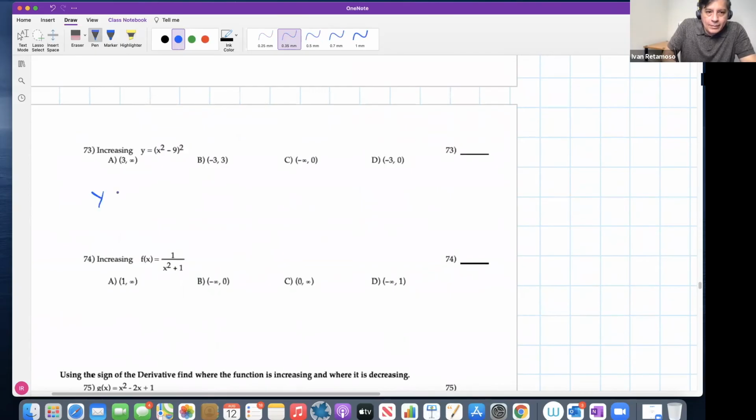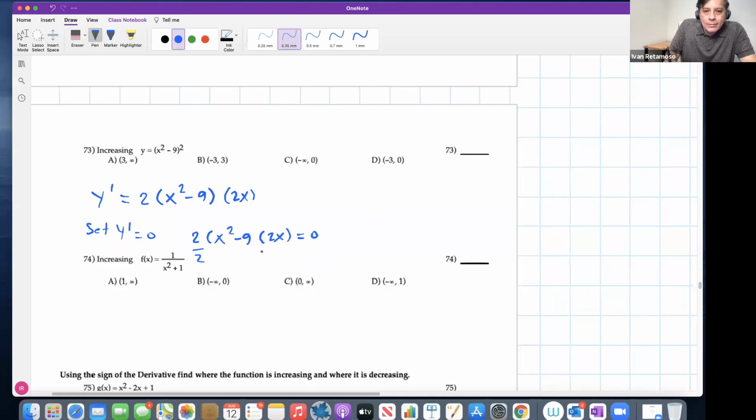Well, we take the derivative, right? The derivative, which is this, because it's a composite function. And then we set our derivative equal to 0, set y prime equal to 0, to figure out where the critical points are, right? Where the critical points are.